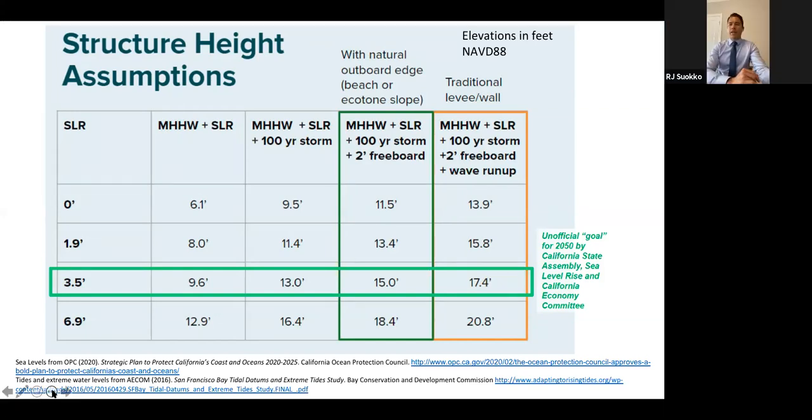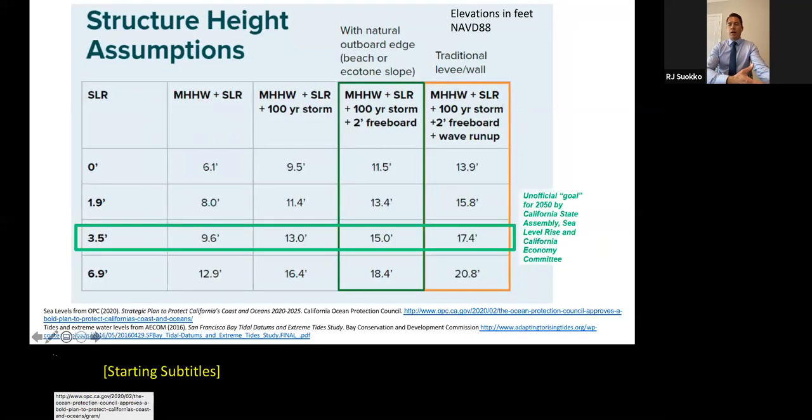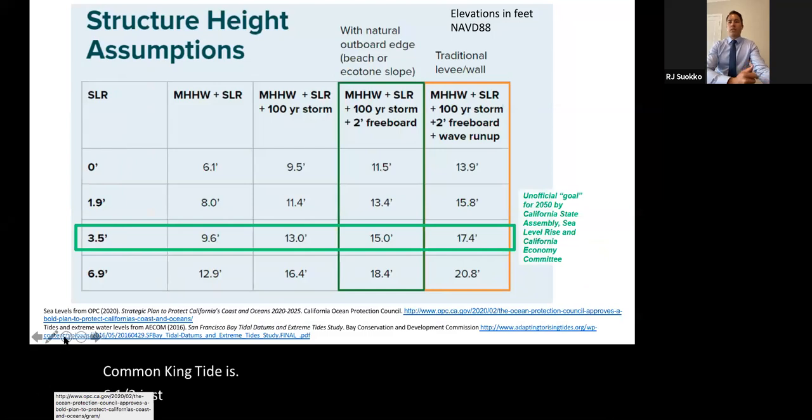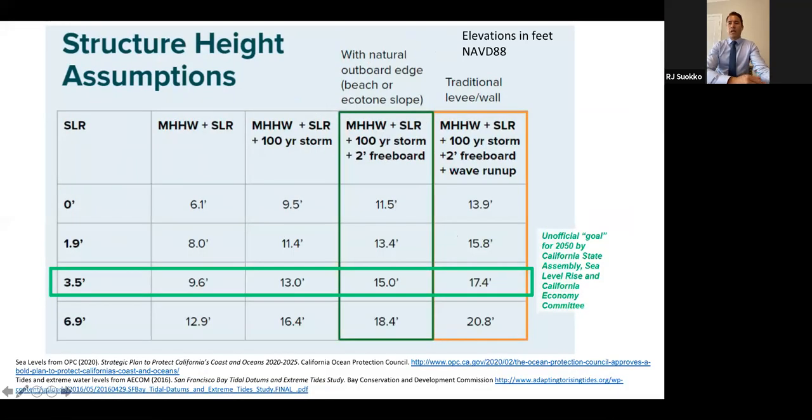So if I can clarify, these are elevations. For instance, if a common king tide is 6.5, well, we'll just use a round number, 7 feet. Let's just say a more extreme king tide. The box that's circled would say that, to accommodate the mean high water, sea level rise, 100-year storm plus 2 feet freeboard, which shows 15-foot elevation, you would need to raise 8 feet of protection.